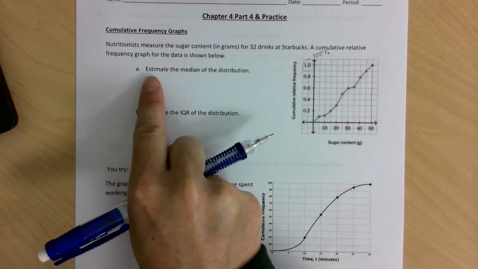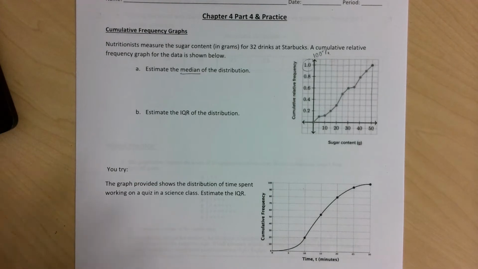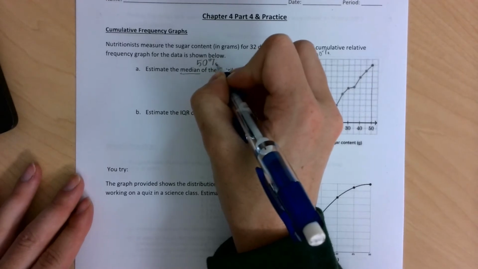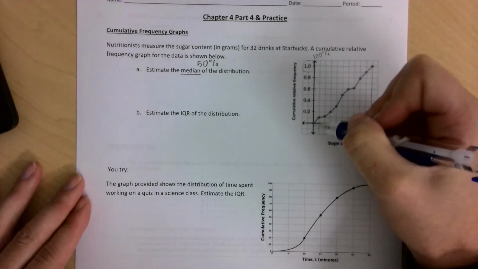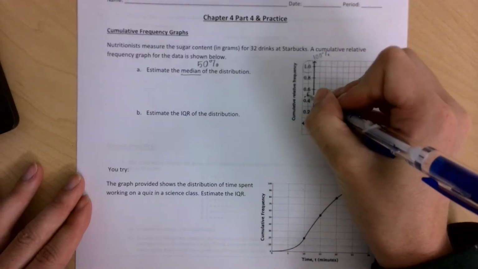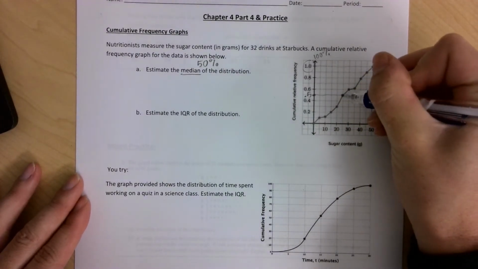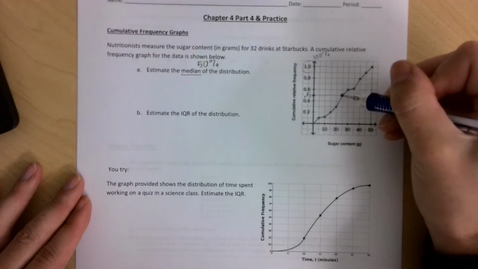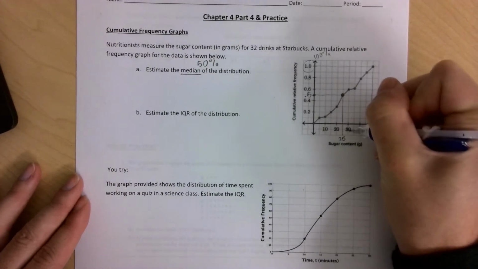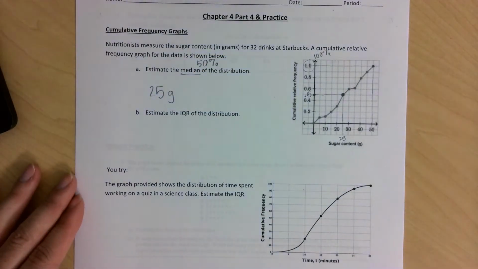The first thing we have to do based on this graph is estimate the median of the distribution. We should know that the median is the middle, meaning it should be at 50%. So I'm going to go on my vertical axis here. I need to find 50, so 50 would be 0.5, which looks like it would be right here. I'm going to follow that horizontally. That gives me this dot exactly. Following that down, it looks like that would be in between 20 and 30. So my median would be 25 grams of sugar.